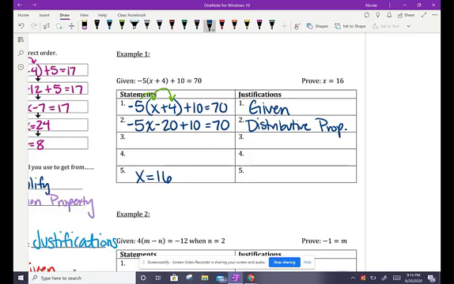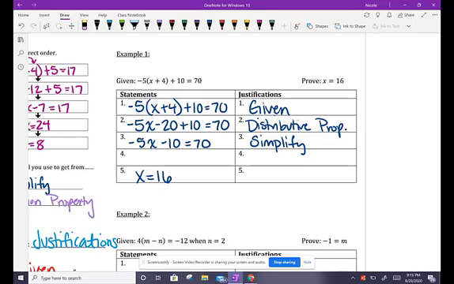So now again, I'm trying to get closer and closer to x = 16. So -5x - 20 + 10 = 70. Well, in this, I see that I have like terms. So with those like terms, I'm going to combine them. And that leaves me with -5x, and -20 plus 10 is going to leave me with -10, equals 70. And that was just to simplify.